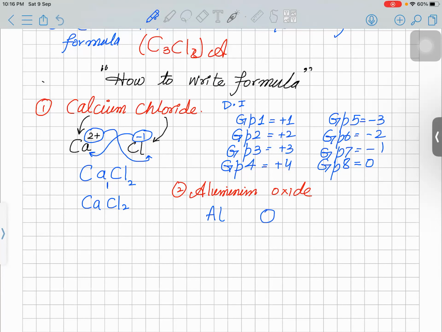Now can you tell me the group number of aluminium? Sir, 3. So 3 plus, plus 3. Okay, sir. And the charge on oxygen? From which group? Sir, 2 minus. So the formula is Al2O3.